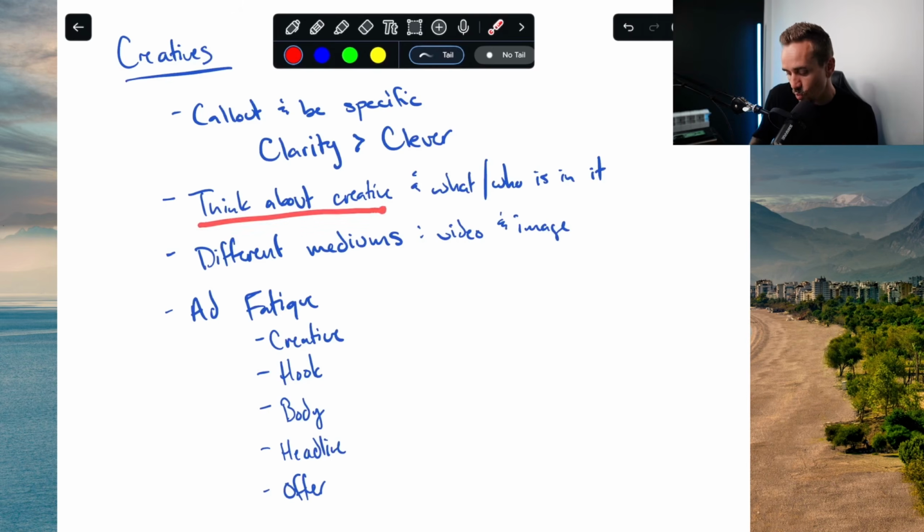And think about what is actually visually in your creative and who is in it. Because if you have a picture of an old lady in your ad, Facebook is going to know that, and it's probably going to assume that that's the kind of person that you want to target. And so it is important to think about who are the actual people in your images and who are the actual people in your videos.